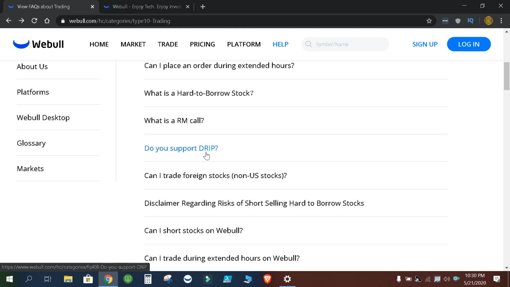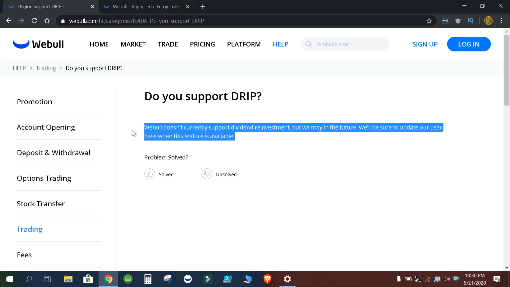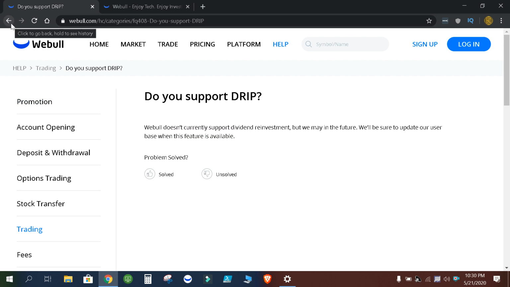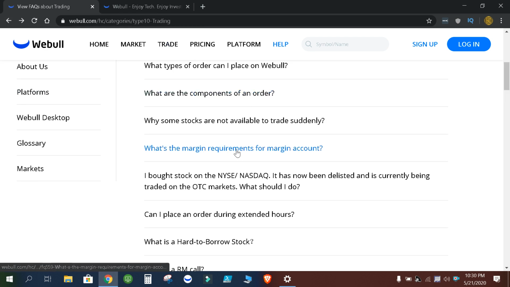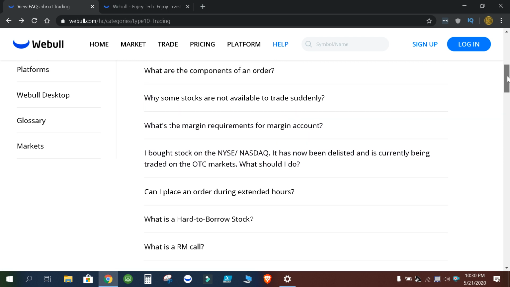All right. So DRIPs, dividend reinvestment plans. They don't support these, but what these basically are is that any kind of dividends that you get, they will reinvest for you automatically. Webull doesn't do this for you. It's not a big deal. You just have to remember to go back in there and use your dividends to purchase additional shares.